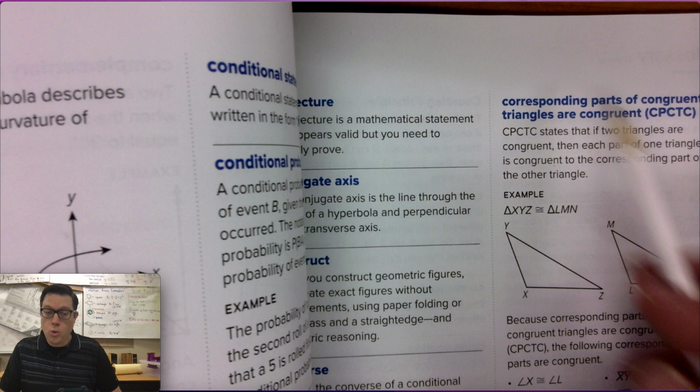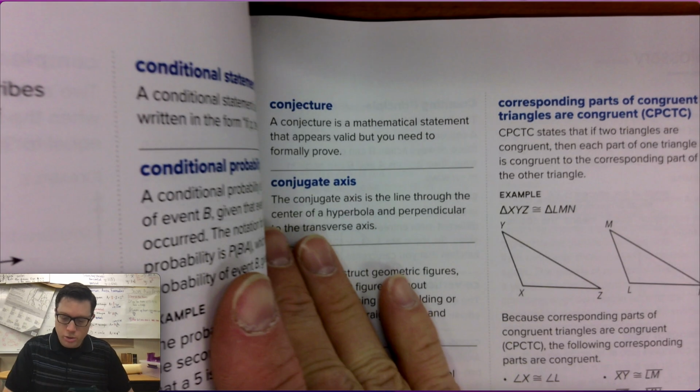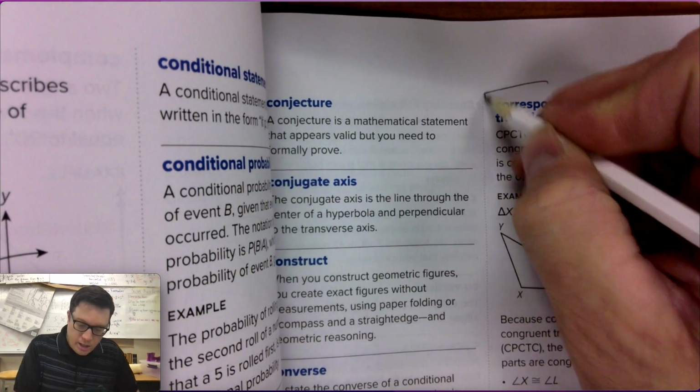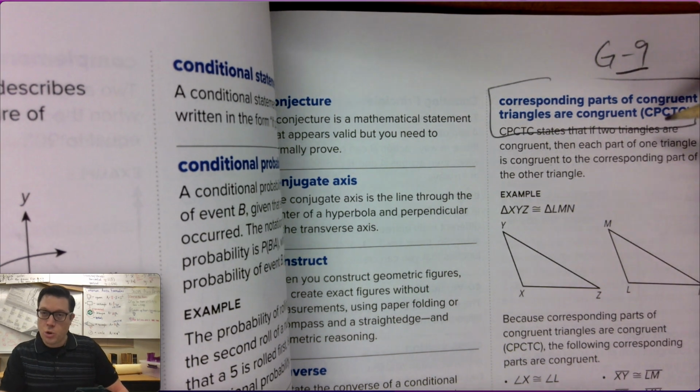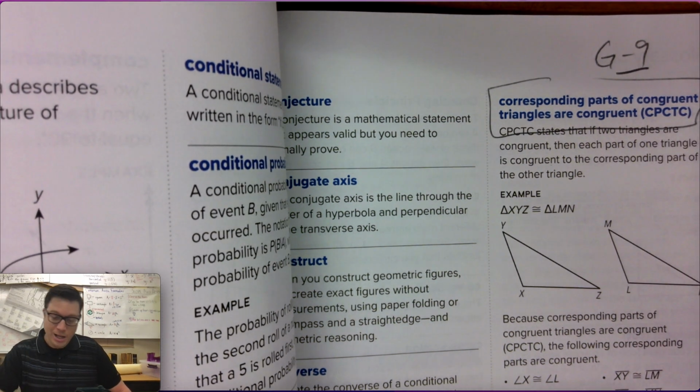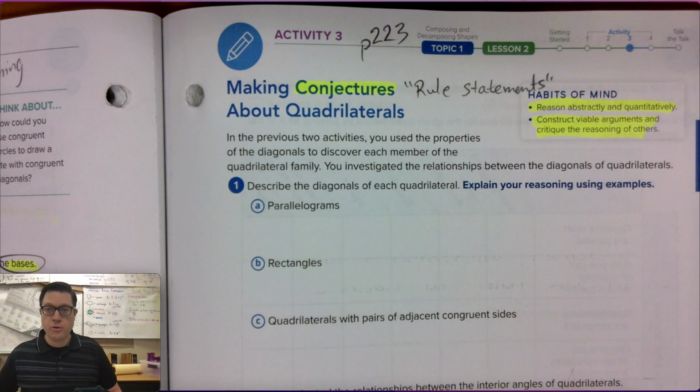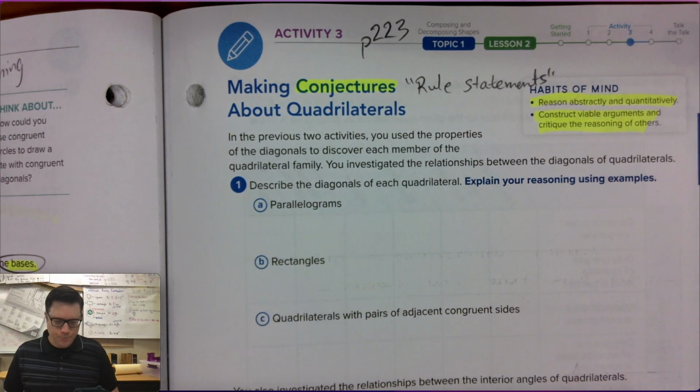C-O-N, course. Oh, hey, whoa. You should totally bookmark G9. G-9 in the book, because that definition, corresponding parts of congruent triangles are congruent, that is 100% a vocab word that we've talked about that you need to know.